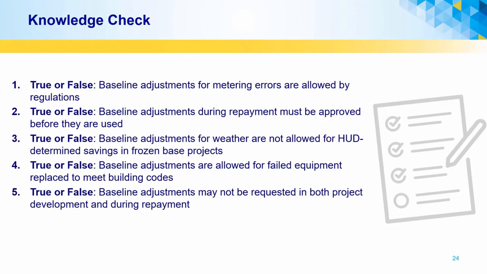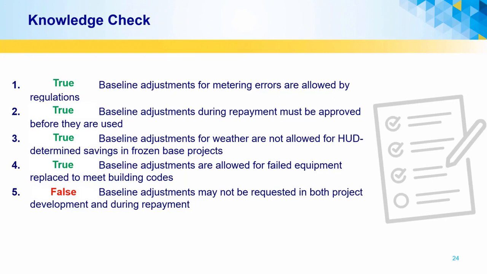Knowledge check. Baseline adjustments for metering errors are allowed by regulations. True. Baseline adjustments during repayment must be approved before they are used. True. Baseline adjustments for weather are not allowed for HUD-determined savings in frozen base projects. True. Baseline adjustments are allowed for failed equipment replaced to meet building codes. True. Baseline adjustments may not be requested in both project development and during repayment. False.